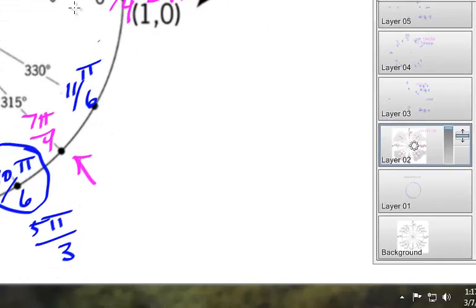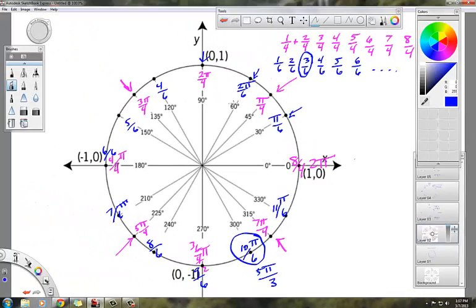This is the pattern, people. If you're doing the 45s, it's 1/4, 2/4, 3/4, 4/4, all the way around, kind of like a tape measure. And if you're doing the 30s, 30, 60, 90, because 30 goes into all those numbers, it's just 1/6, 2/6, 3/6, all the way up to 12 over 6, which would be this one right here. 12 over 6 is 2 pi.